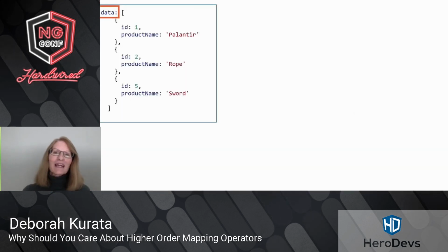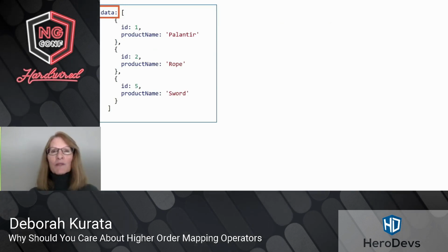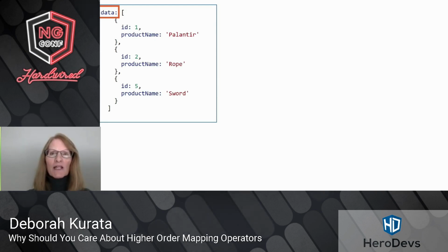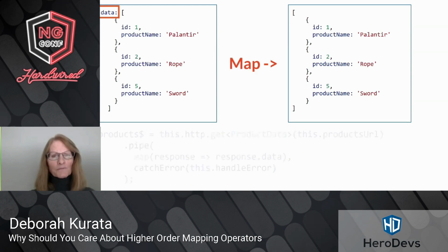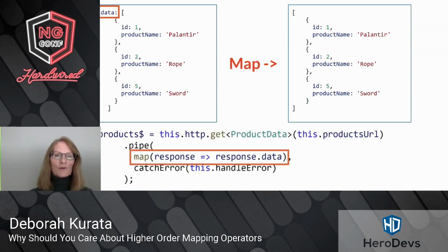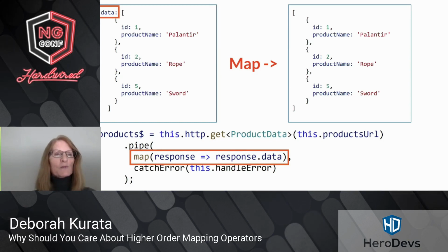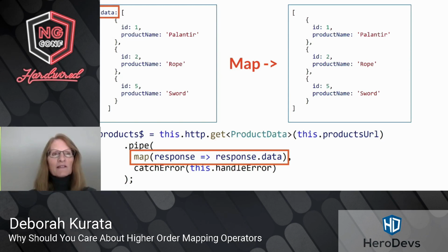So when we issue an HTTP GET request to get some data from a server, we might end up with something like this on the left, where we're getting a data property with our array of data. But what we really want is just the array of data. It makes it easier to bind to and to work with. So we can use a map for that. We're going to use an HTTP GET to get the data, and then just map the response we're getting, which is the data on the left there. And we only want the data property's values, which is our array.